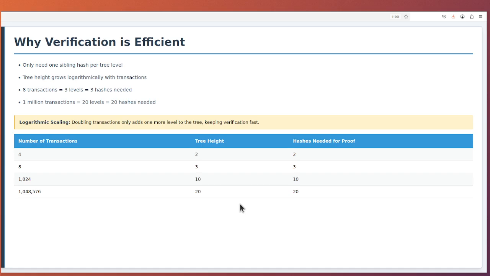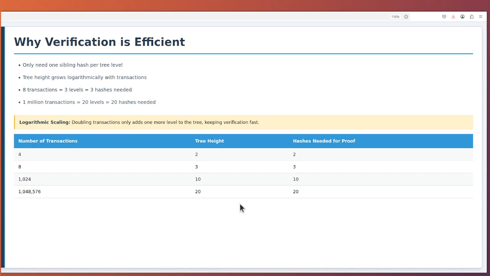The key is that you only need 1 sibling hash per level, not every hash at that level. If your block has 8 transactions, that's 3 levels above the leaves, so you need only 3 sibling hashes. But here's where it gets amazing. If your block has 1 million transactions, the tree only has about 20 levels because the tree height grows logarithmically. That means you only need about 20 hashes to verify your transaction among 1 million transactions.